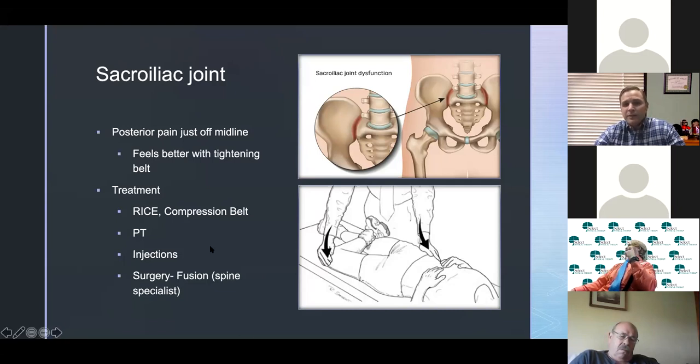Again, with treatment, we start very conservative with ice, compression, physical therapy. There are some compression belts that have helped people. Physical therapy is going to work to strengthen the muscles up around the hip and the back to try to help the pain. Injections, we can do injections under fluoroscopy with some of our injection suites where we can do that here in the clinic. And then we also occasionally will have things go to surgery. That's typically done by a spine surgeon because they are going to go in and fuse that joint.